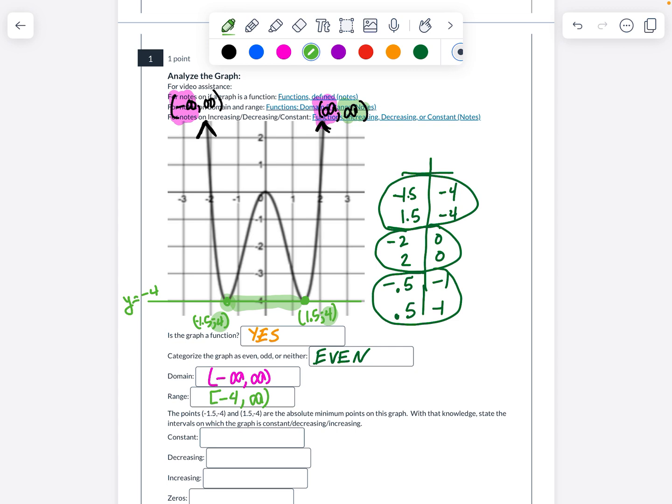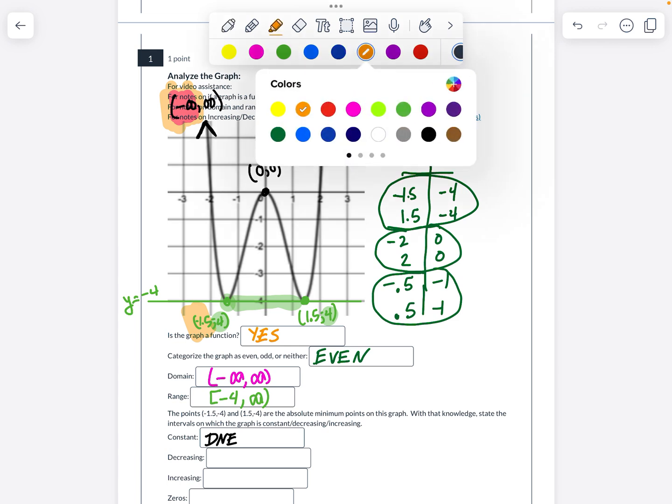Okay, so let's do constant. There is no place where this line goes flat, so constant doesn't exist. But decreasing, it is decreasing. Okay, so here's the thing with increasing and decreasing. Increasing and decreasing, we only want the x values. So we are only going to look at the x values, and we need to name this point. This is the point 0, 0. So we go to every place where it changes direction.